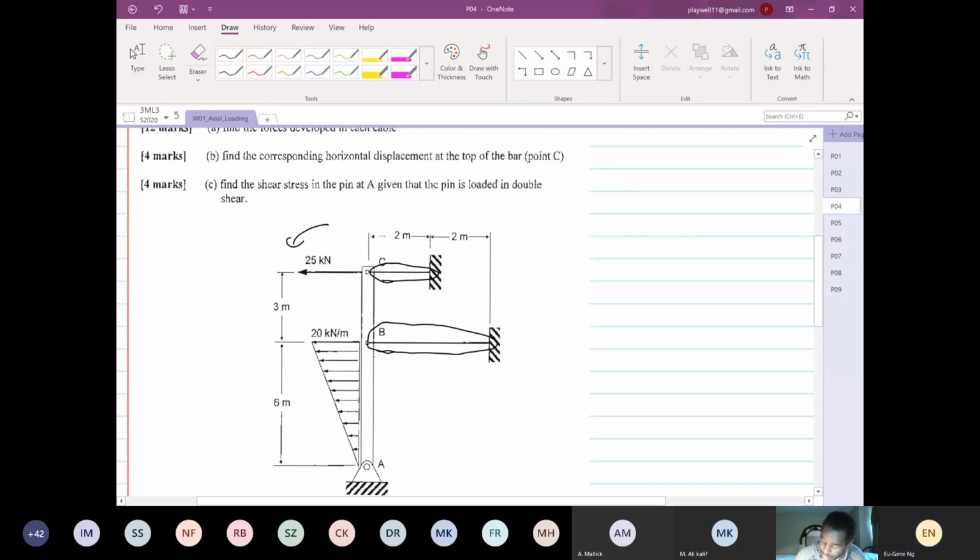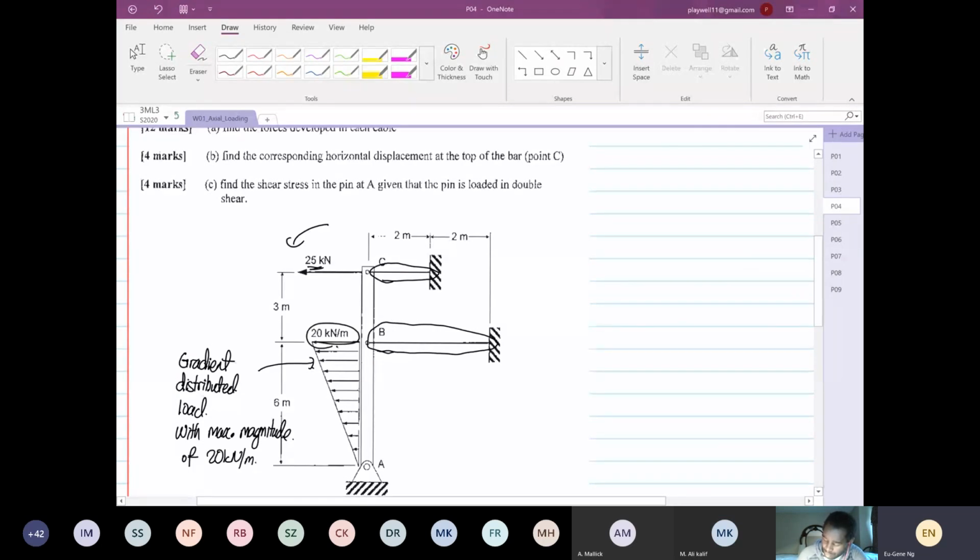At point C, you have 25 kilonewton. And then from A to B, what you see here is what we call a gradient distributed load, with a maximum magnitude of 20 kilonewton per meter.